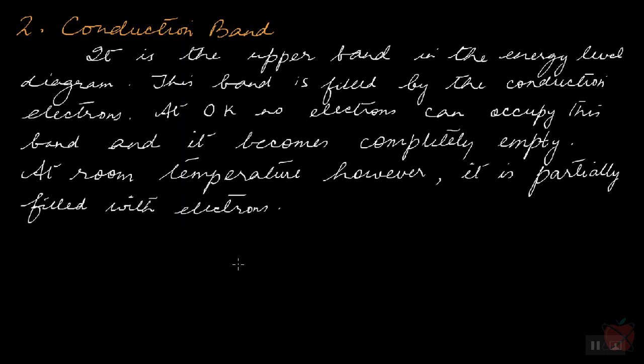Why? Because at 0 Kelvin, the outermost electrons do not get energy from the surroundings to be able to free themselves from the atoms and become free electrons. So in that case, there are no free electrons in the material, and because of that, there is no conduction electron. So this band becomes completely empty at 0 Kelvin. At room temperature, however, due to the heat energy that the material absorbs from the surroundings, those electrons get freed. So it becomes partially filled with electrons.